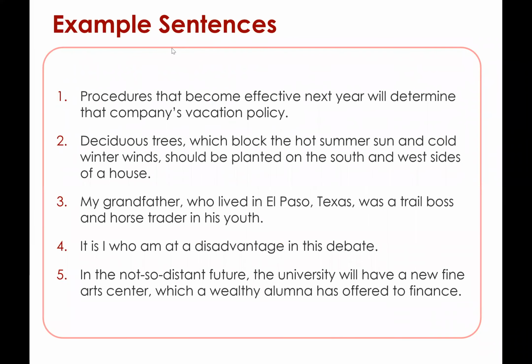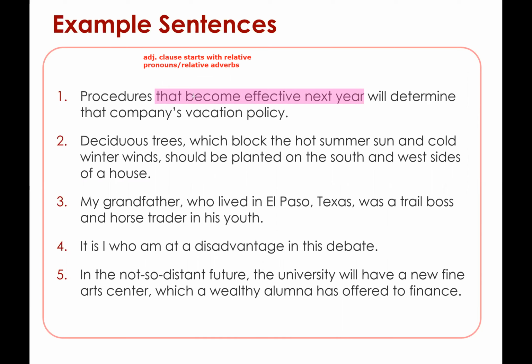Okay, so now in our example sentences, let's first identify our adjective clauses. And remember, our adjective clause starts with something called relative pronouns or relative adverbs, depending on what you modify. So relative pronouns include who, whom, whose, which, that, and relative adverbs include when, where, and why. So in number one, procedures that become effective next year will determine that company's vacation policy.